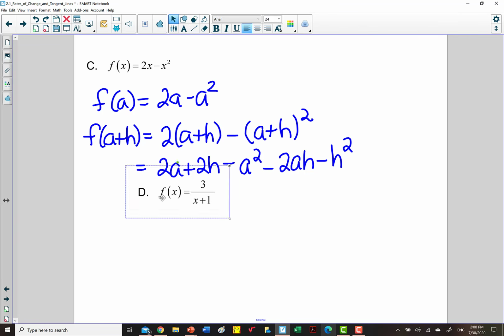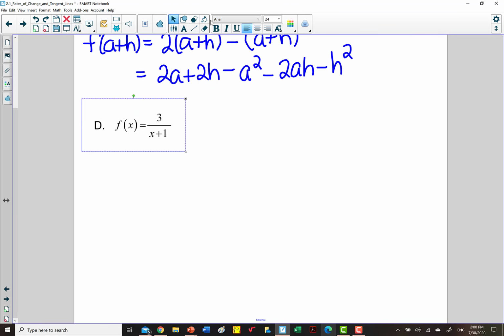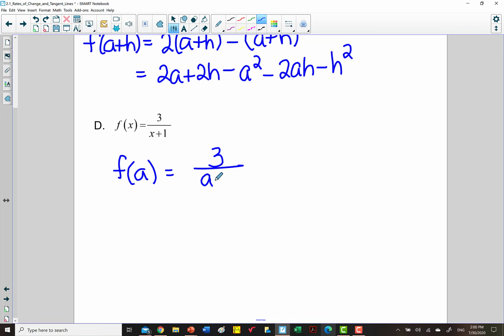Then for part D, you have 3 divided by a plus 1, and then f of a plus h is 3 divided by a plus h plus 1. So that's pretty good practice just for using the notation correctly.